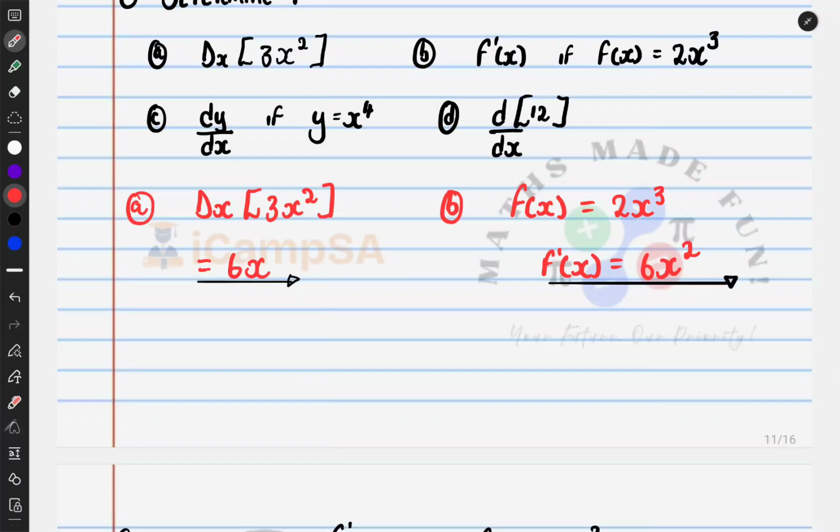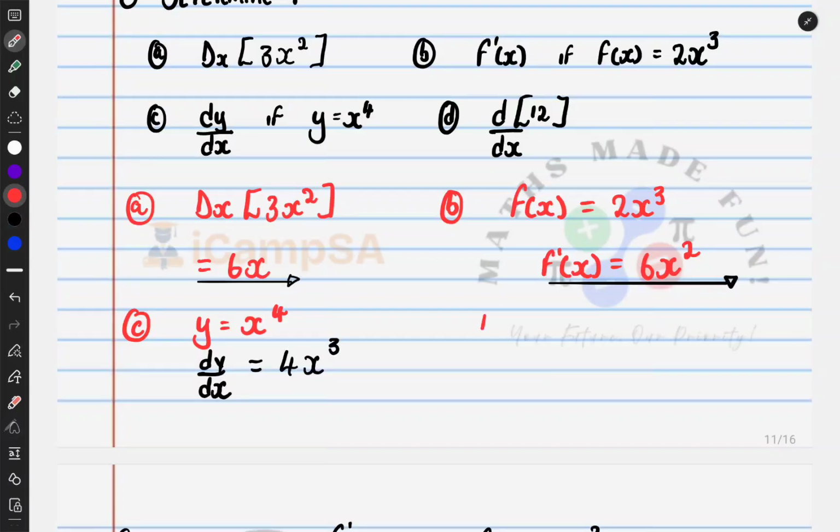Okay, then let's differentiate the following expression. Let's determine dy/dx for number C. We are given y is equal to x to the power of 4. So dy/dx will be equal to, we use the power rule again, exponent multiply the expression, we're gonna have 4x, and then 4 minus 1 will be 3. Okay, that is our C.